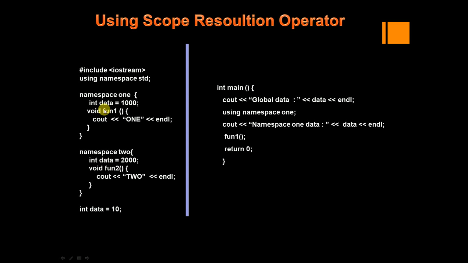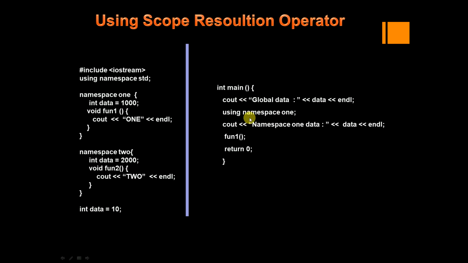Even though int data equals 1000 and int data equals 2000 are declared, they are inside namespaces, and we don't have access permission to them. The compiler won't have visibility of these two. It has visibility only to the unnamed namespace, that is the global scope data. So it will print data 10.